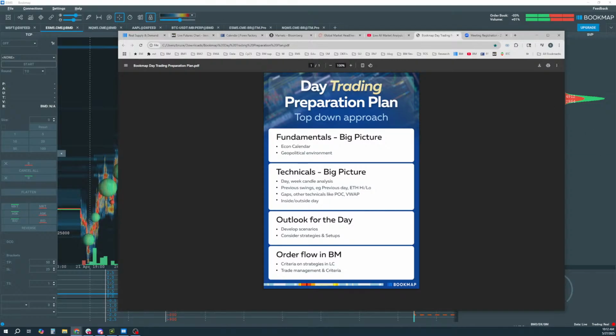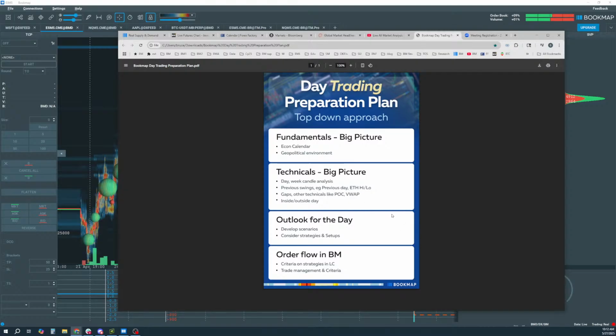So we put this together here, this day trading preparation plan. It's over here in the All Markets webinar room chat room. It's a PDF, and it's very simple, but it just gives some structure here from the top-down approach. It's really important. These two areas here, fundamentals and technicals, bigger picture here, are essential to go through this exercise. You're going to align your strategies and your setups with much greater ease and results.